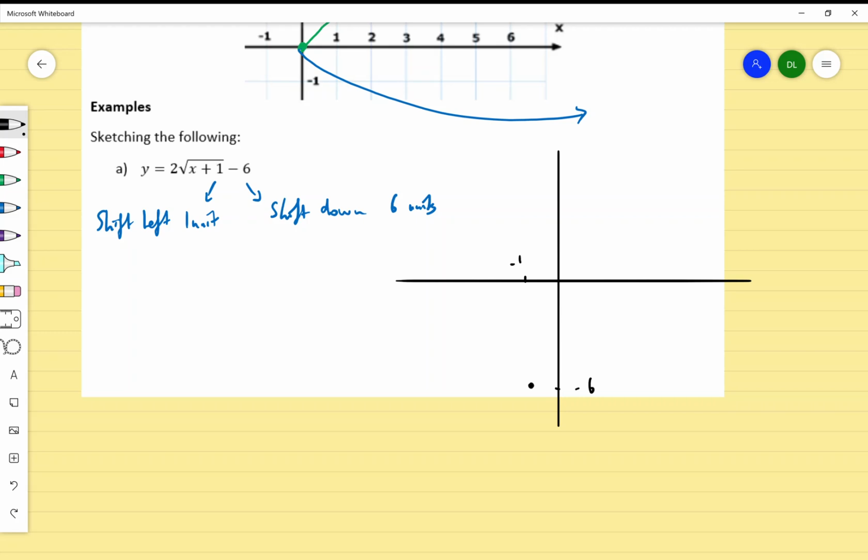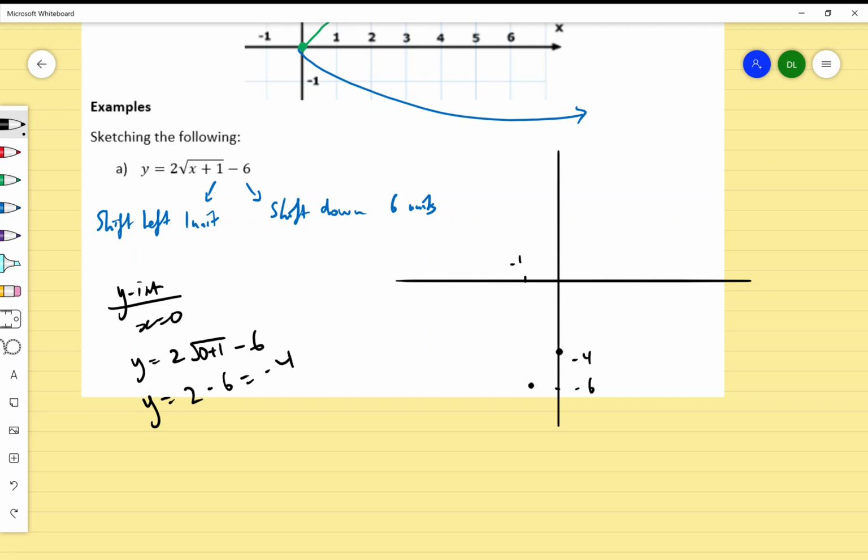Now I'm going to find my y-intercept. Just like we normally do, we let x equal 0. So I have y equals 2 root 0 plus 1, minus 6, which gives me y equals 2 times the square root of 1, which is just 1, minus 6, equals negative 4. And so my y-intercept is at negative 4.